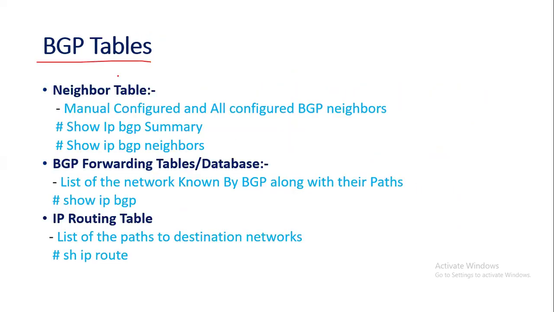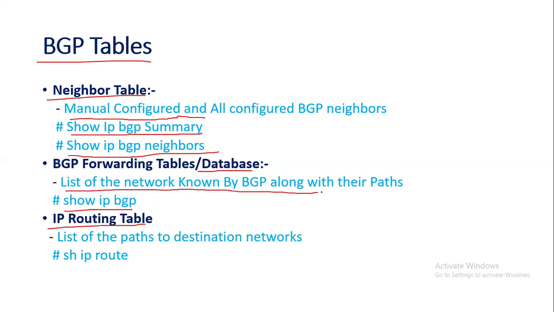BGP maintains three tables: the neighbor table, the database table, and the IP routing table. Similarly, EIGRP and OSPF maintain their tables. But for neighbors, we need to manually configure all BGP neighbors. You can use show ip bgp summary and you will get all the details of the neighbors, which we'll see in the lab as well. Show ip bgp neighbors gives you the neighborship. Show ip bgp gives the list of all networks known by BGP with their paths, using the path vector mechanism. And show ip route will give all the information.